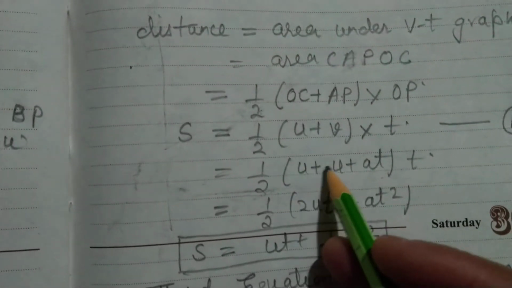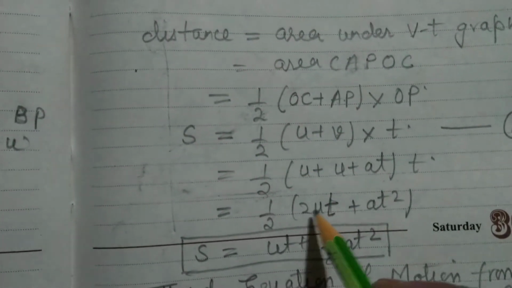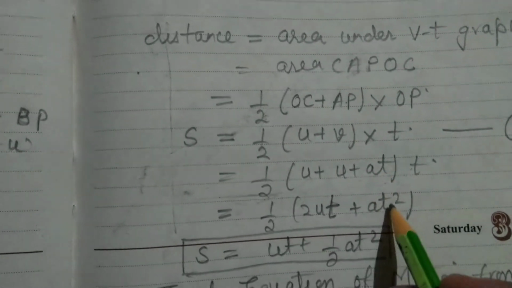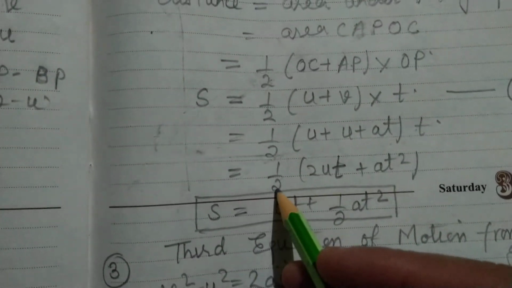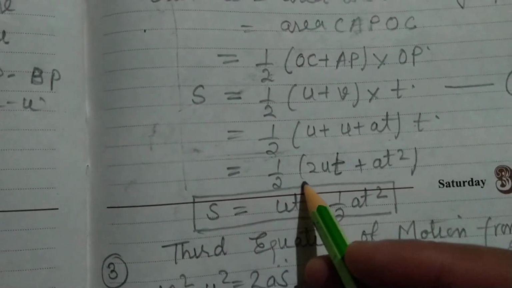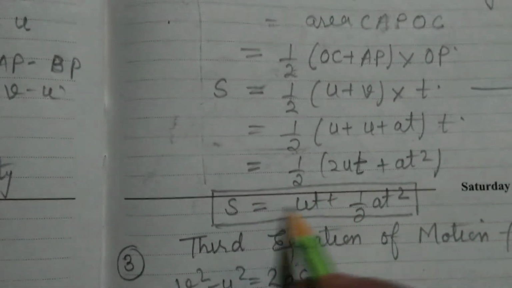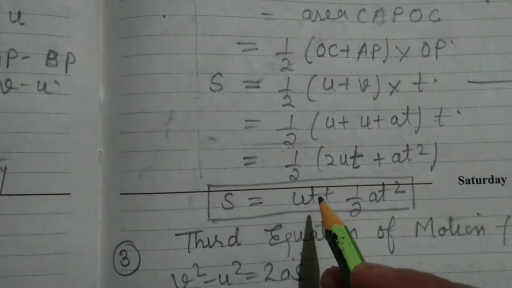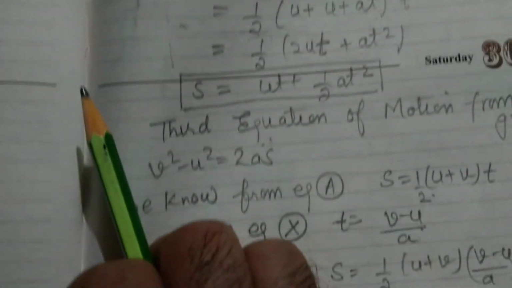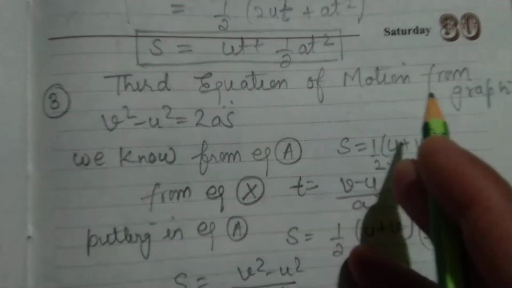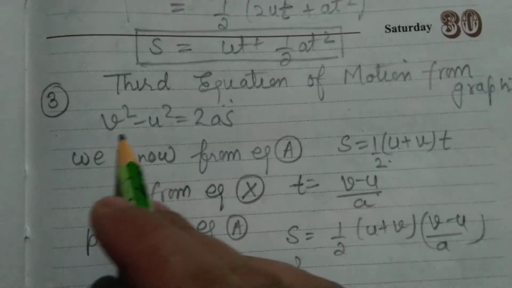Now this U plus U will become 2U, and if we multiply it by T, we will get 2UT, and here we will get AT square. So we will divide by this 2, we will get S = UT + half AT square. So here, hence we have got the second equation from graphical method. Now we will look at the third equation of motion from graphical method. This is the third equation of motion.